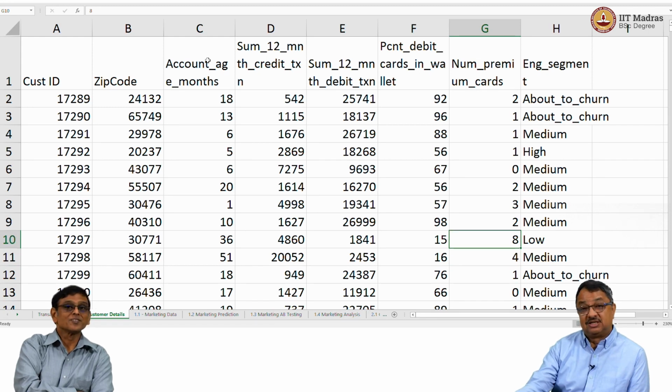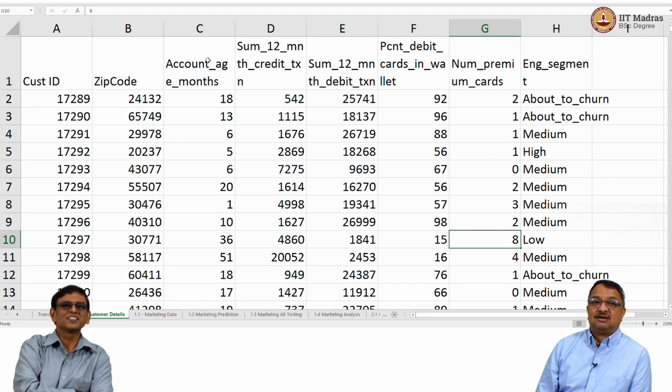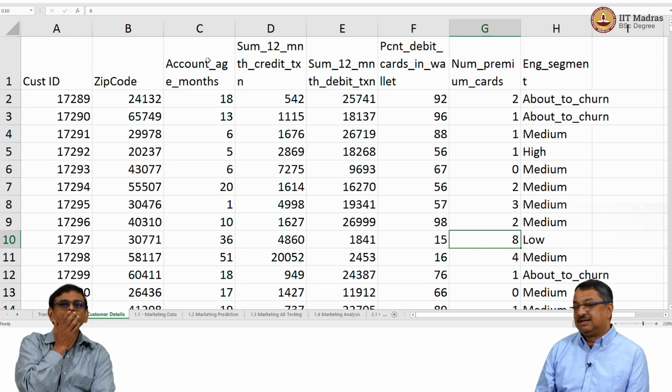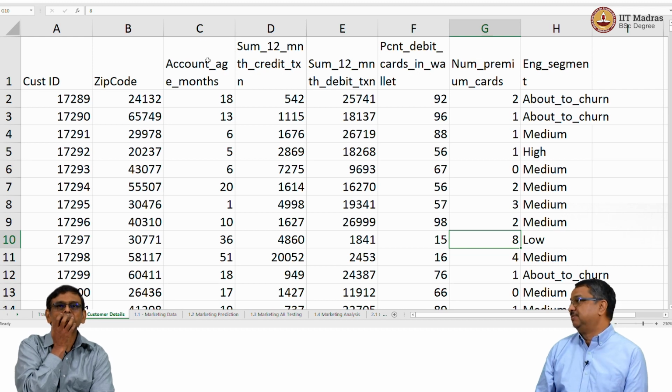What is even more interesting is actually the guy above. He's been with us for 36 months and has 8 premium cards. He is predominantly a credit card user. He's got a lot of credit cards, and only 15% of his cards are debit cards. So clearly this person is probably a well-off person.